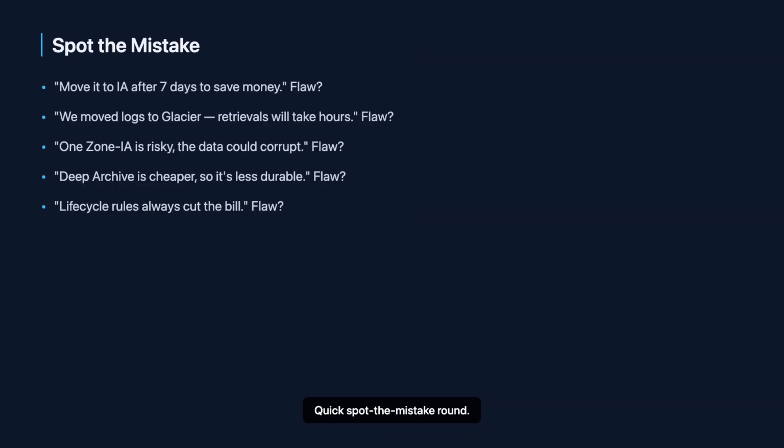Quick spot the mistake round. 5 scenarios. See if you catch the flaw before I say it. 1. Someone schedules a transition to IA after 7 days. The flaw: the 30-day minimum bills you for the full month anyway, so short-lived data costs more, not less.